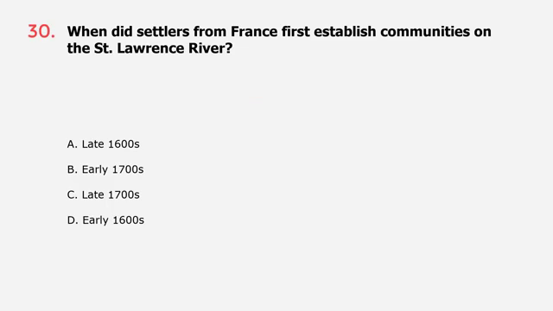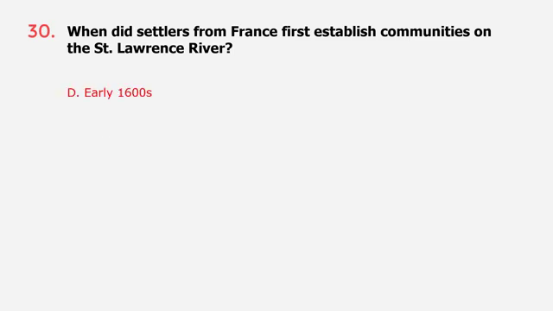Question 30. When did settlers from France first establish communities on the St. Lawrence River? A. Late 1600s. B. Early 1700s. C. Late 1700s. D. Early 1600s. The answer is D. Early 1600s.